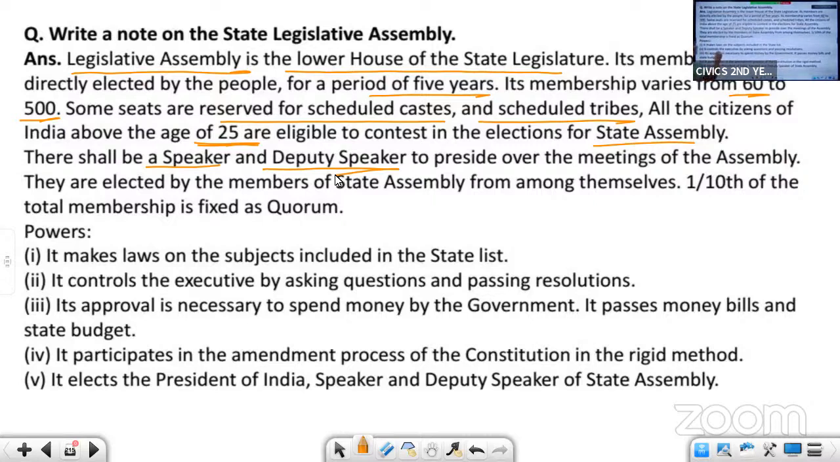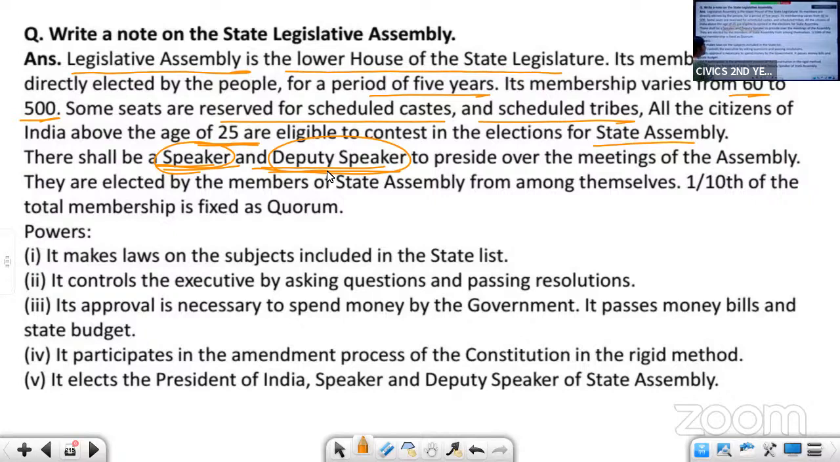Okay, in Lok Sabha also we have a speaker and deputy speaker, right? So what is their duty? Their duty is to conduct the meetings of the Lok Sabha. Here, the speaker and deputy speaker will conduct the meetings of the assembly. And the speaker and deputy speaker are elected by the members of the assembly only. Okay. After elections, after the members are elected for the assembly, the elected members among themselves will elect a speaker and a deputy speaker. Okay.